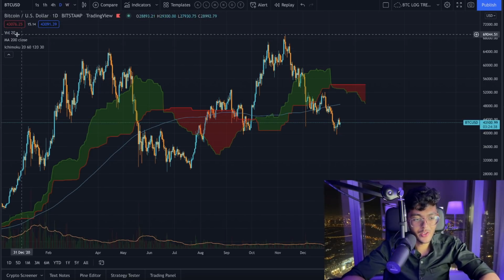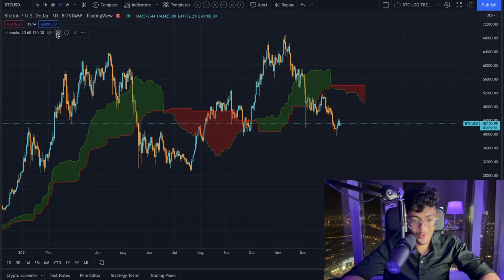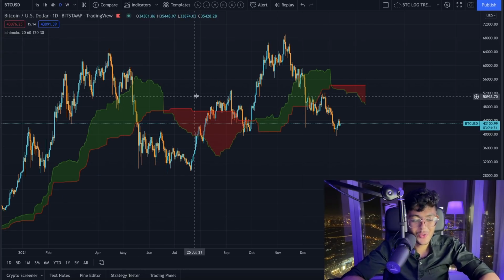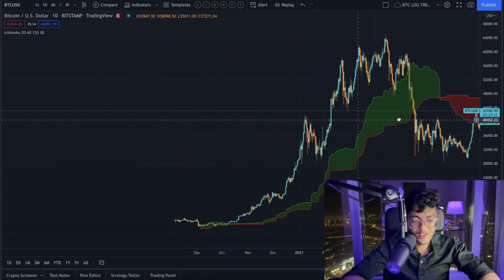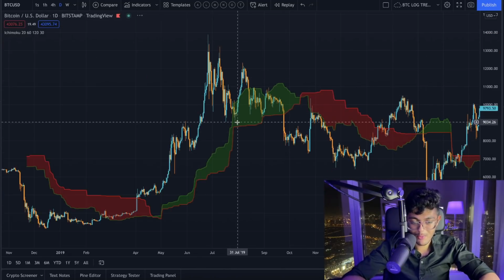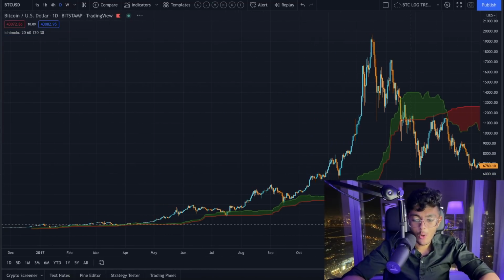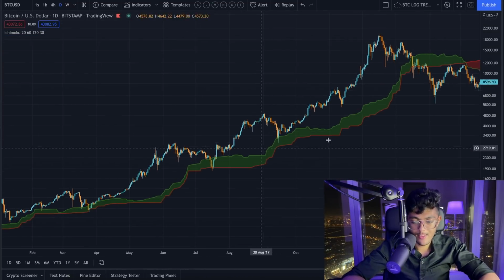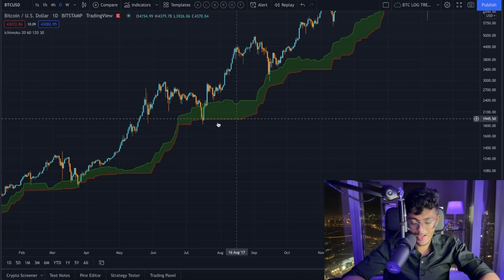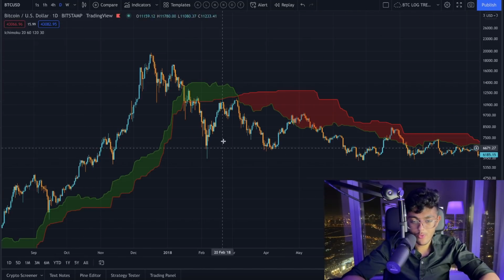Let's get straight into it though. That's all the boring stuff out of the way. What does this indicator actually do? It's very straightforward here. I'm going to bring this onto the 2017 chart because the best examples of its usage, in my opinion, were back over here, where generally what this indicator does is it paints clouds. And so we've got green clouds and we've got red clouds.